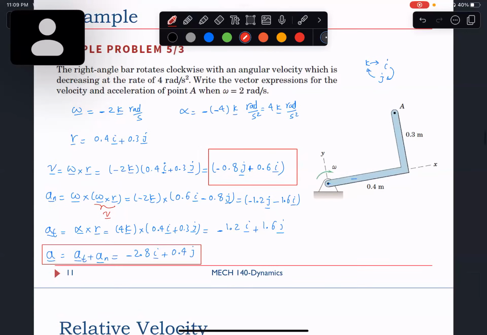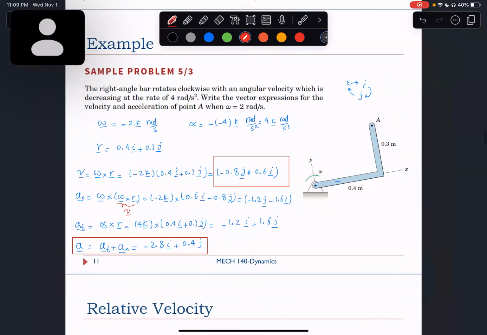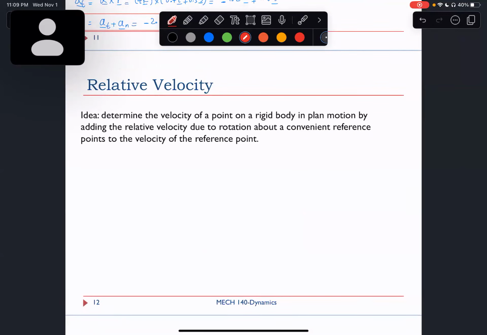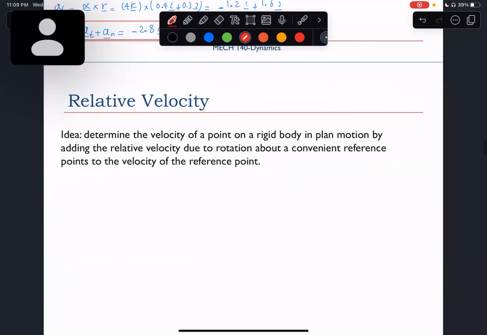Okay, so this is our example of fixed axis rotation. Now let's move on to the next section, which is on relative velocity. Okay, so the idea of using relative velocity for a rigid body is that you determine the velocity of a point on a rigid body in plane motion, by adding the relative velocity due to rotation about a convenient reference point to the velocity of the reference point. So what does that mean?